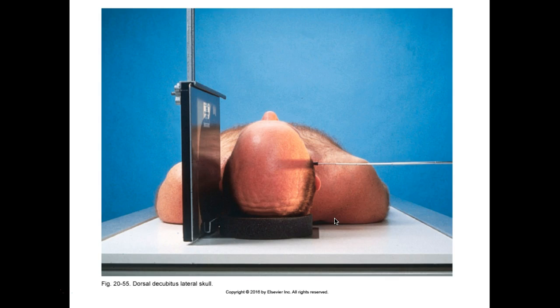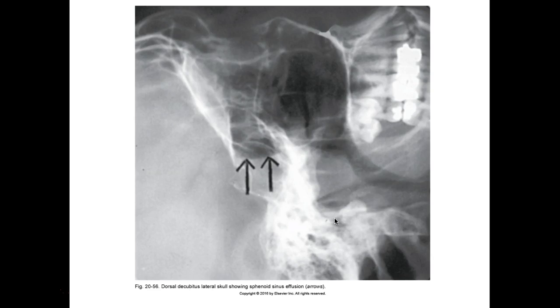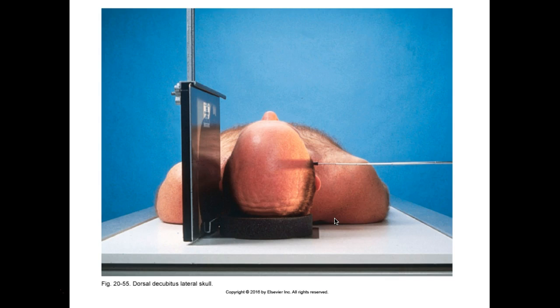All right, so here we are with your dorsal decubitus lateral skull. And you're going to want to use a grid with these. They turn out much nicer. Now, we usually do this position when the patient is on a backboard and in a collar. We do that to see if there's a skull fracture.